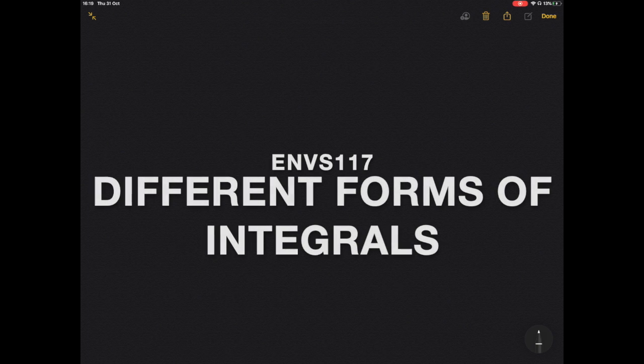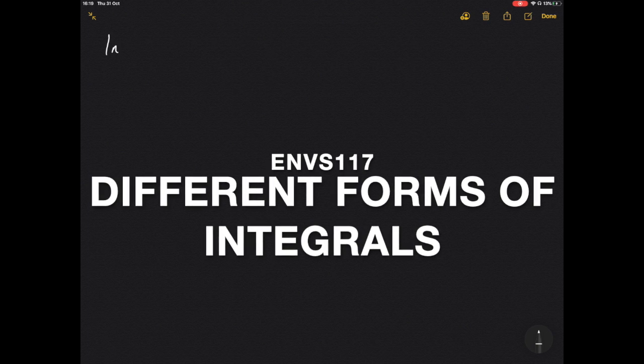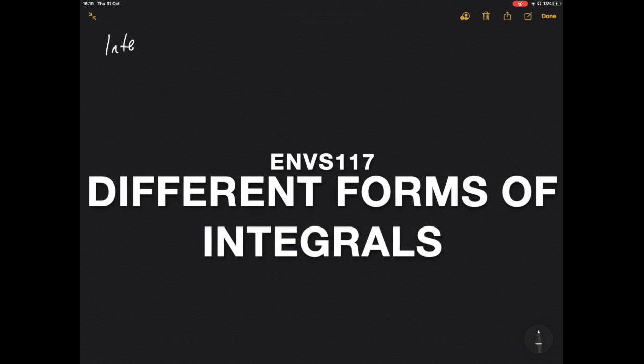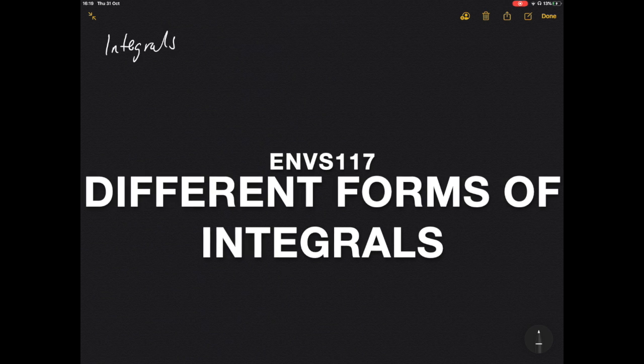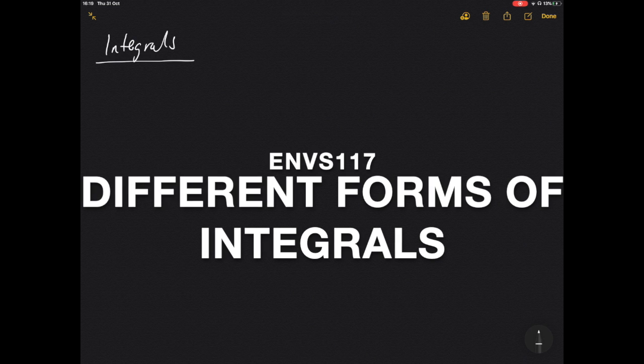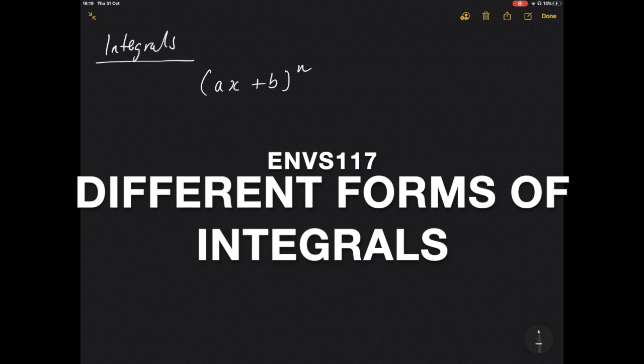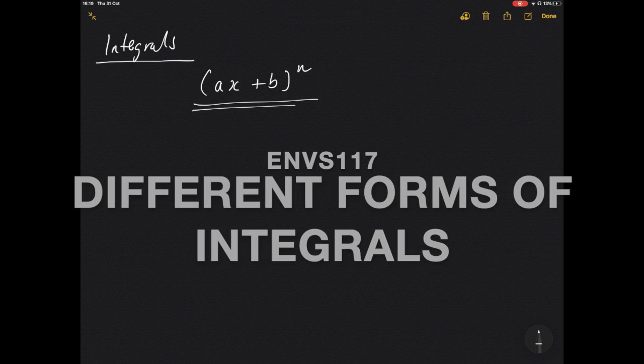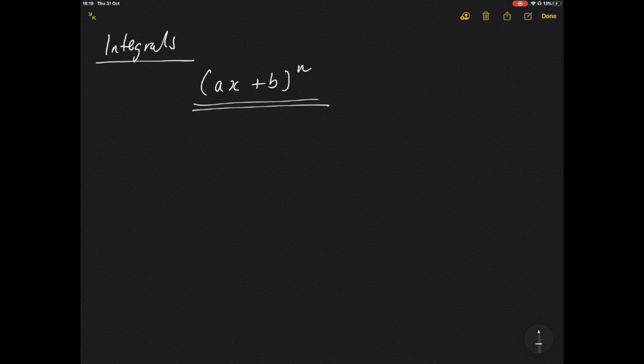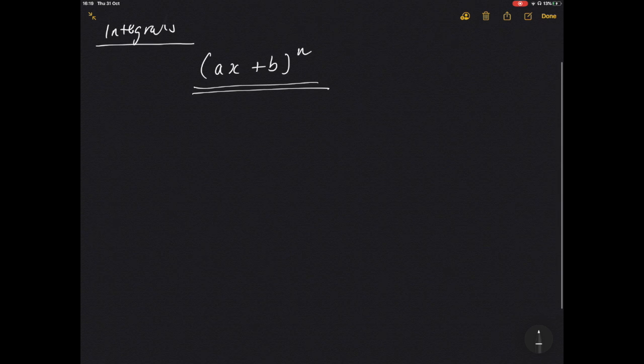Right, okay, so in the next part, we're going to be looking at different types of integrals. What happens if we have something of the form ax plus b to the power of n? This is something we were dealing with maybe in weeks 2 or 3, and it might not always be straightforward when we're doing our integration. But what we can do is something called substitution.